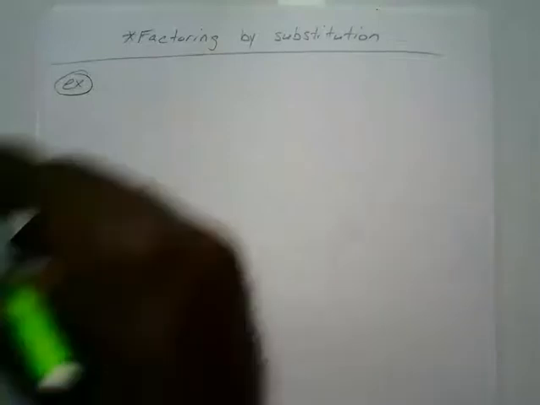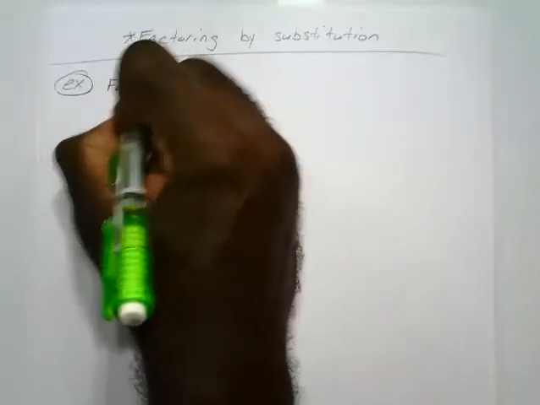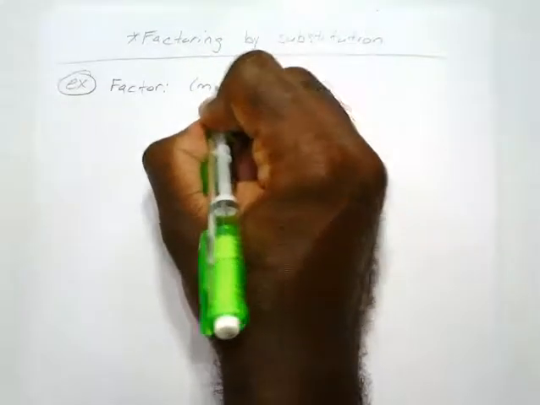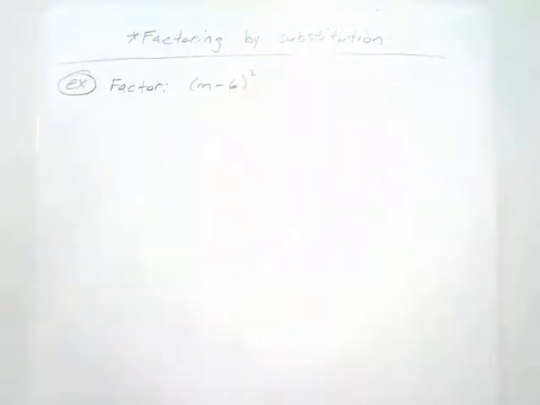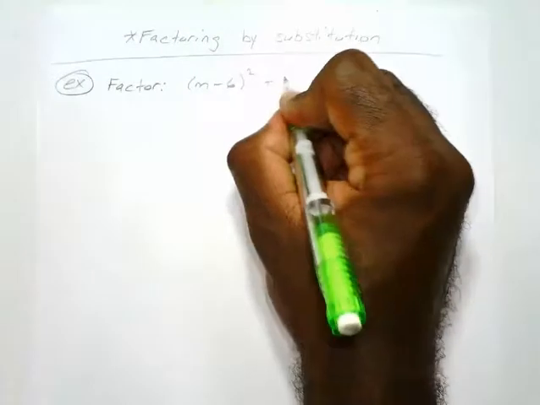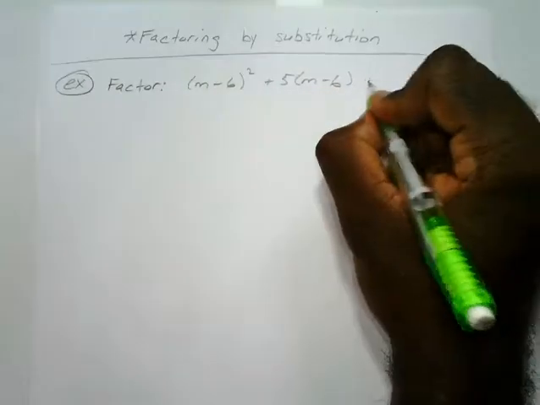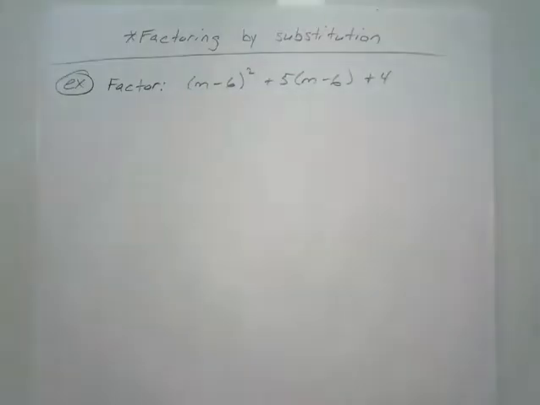So what if we wanted to factor m minus 6 squared plus 5 times m minus 6 plus 4?